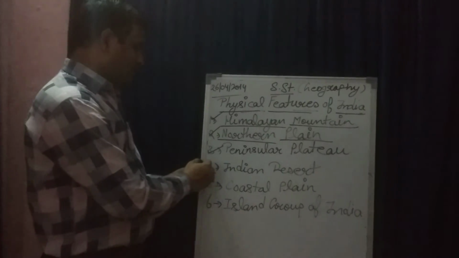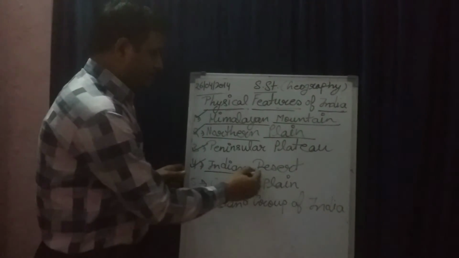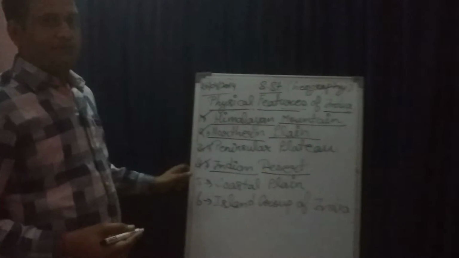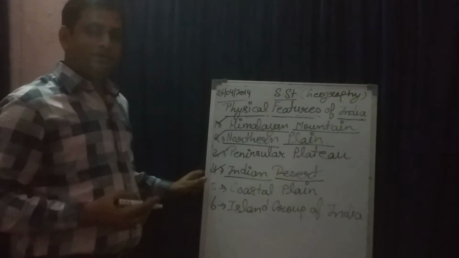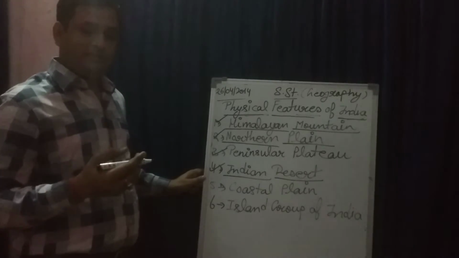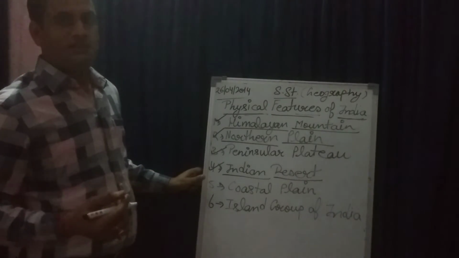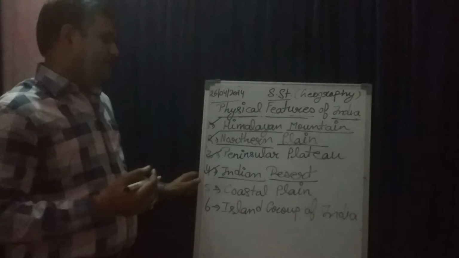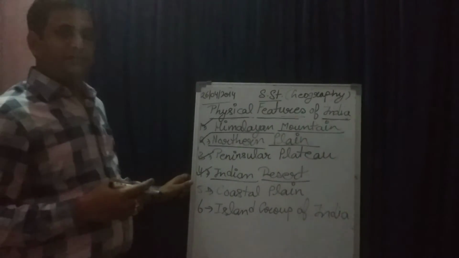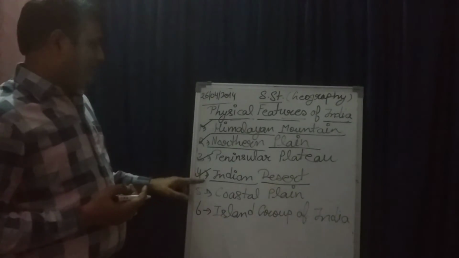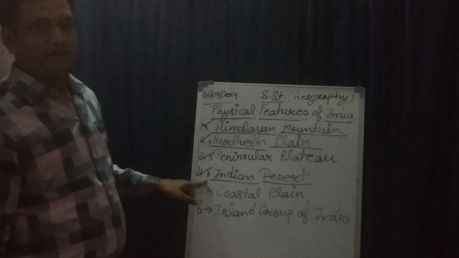And the fourth is the Indian desert. We all know that we also have a desert in our country, and the Rajasthan state, the smallest part of Rajasthan state, covers the desert area. This desert is called the Thar desert. It is in the west direction of our country. So it is the Indian desert, and the name of the Indian desert is the Thar desert.